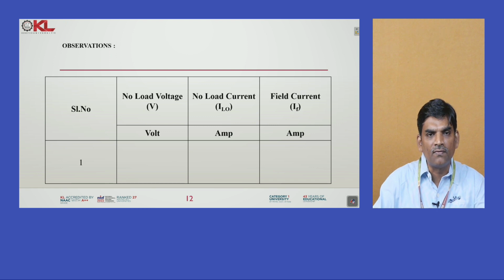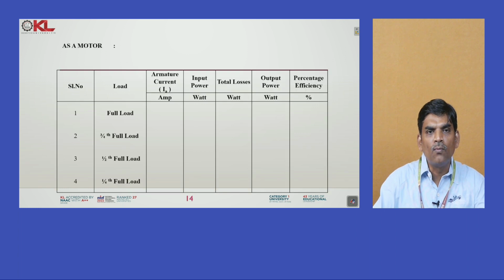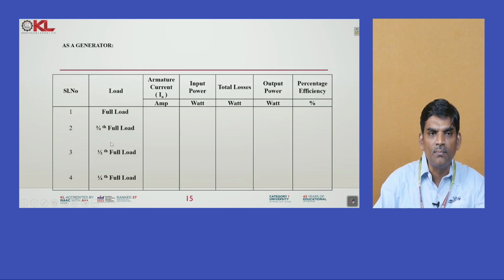In the observation table we note the no load voltage, no load current and field current, and the drop test is applied based on the circuit diagram. We note these values and, using the formulas, calculate for different loads: at full load and full current, the armature current, the input power, the total losses, the output power, and finally the efficiency. We calculate like that for different loads as a motor. As a generator also, you can calculate the percentage of efficiency in the same way.